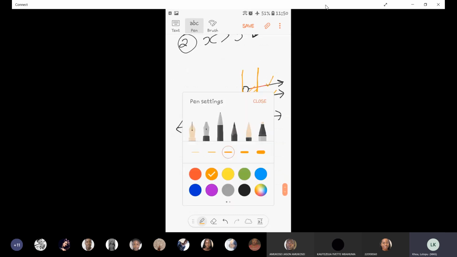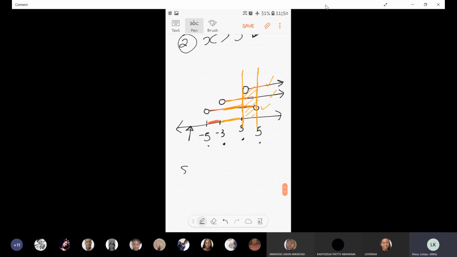So I can rewrite this. The solution in interval notation is 3 to 5. 3 is not included because of the open circle over there. 5 is also not included because of the open circle over there. And if I were to draw it on the number line, this is what I will have: 3 and 5, and my circles are open like that. Okay, so that is how you would solve any logarithmic inequality.